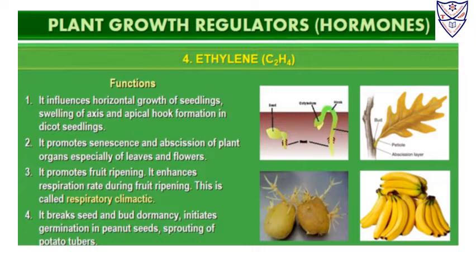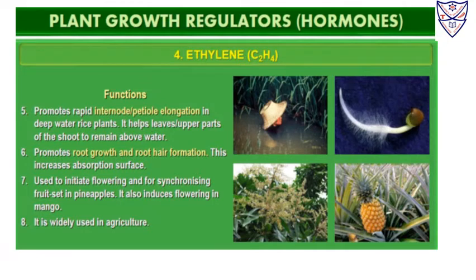It breaks seed and bud dormancy, initiates germination in peanut seeds, and sprouting of potato tubers. It also promotes rapid internode elongation in deep water rice plants. It helps leaves and upper parts of the shoot to remain above water. It promotes root growth and root hair formation. This increases the absorption surface. It is used to initiate flowering and for synchronizing fruit set in pineapples. It also induces flowering in mango. It is widely used in agriculture.